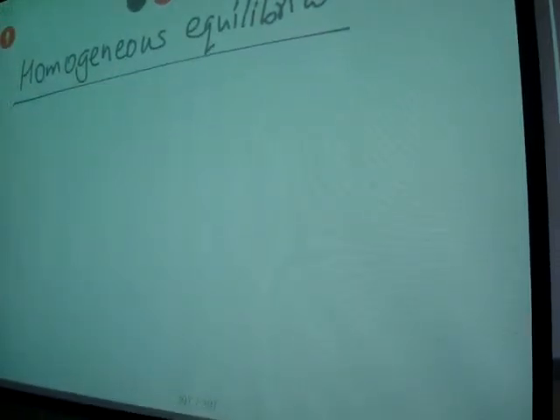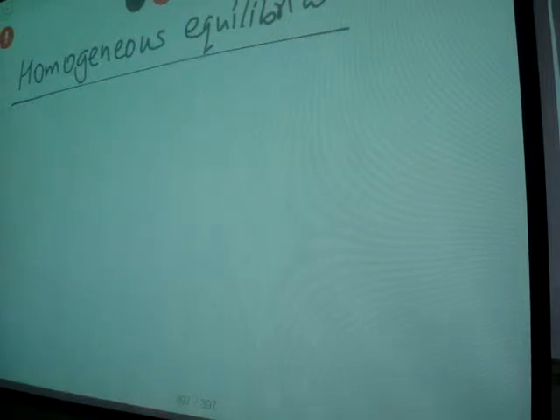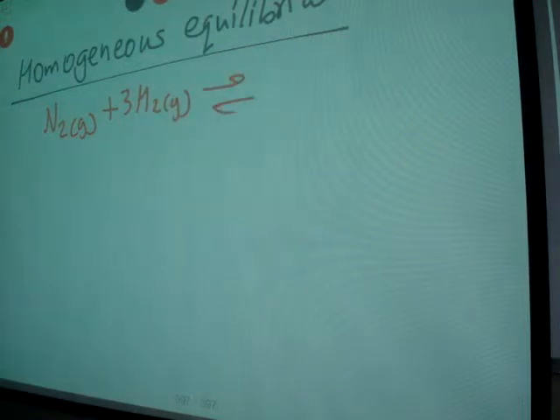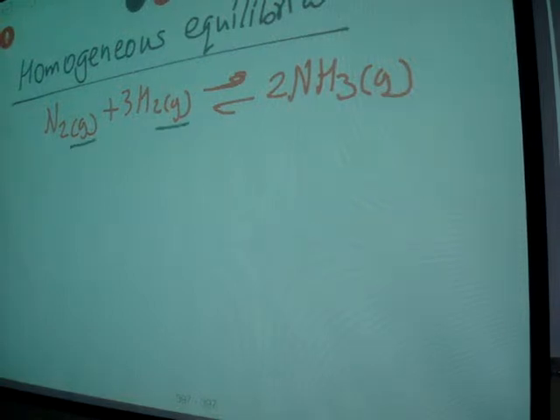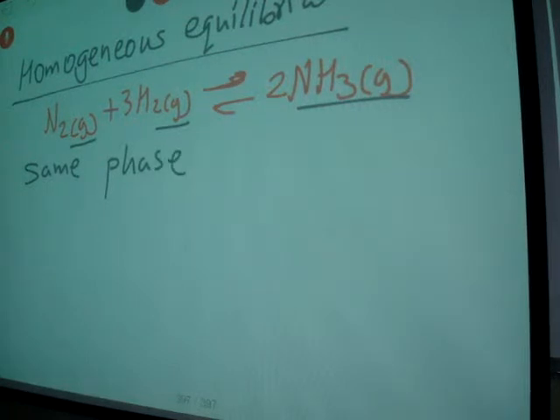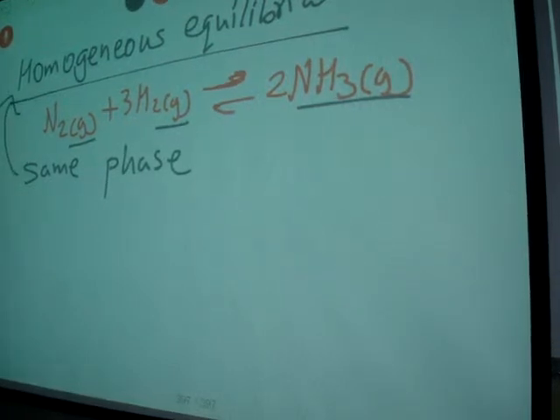Alright, so in homogeneous equilibria, products and reactants are in the same phase. For example, let's say N2 gas, 3 moles of H2 gas, which is in equilibrium with 2 moles of NH3 gas. So you see here gaseous phase. All three are in the same phase, and that's why it's called homogeneous equilibria.